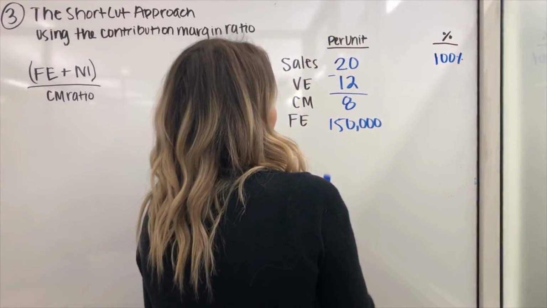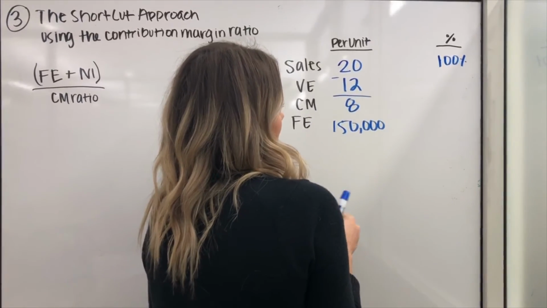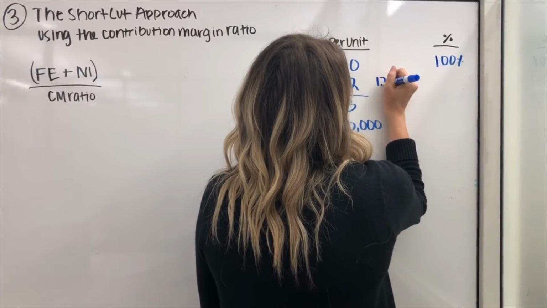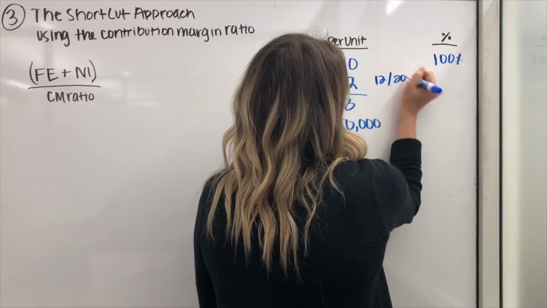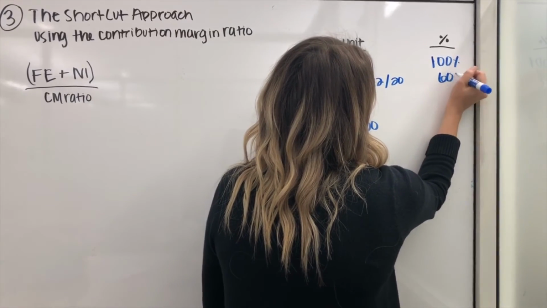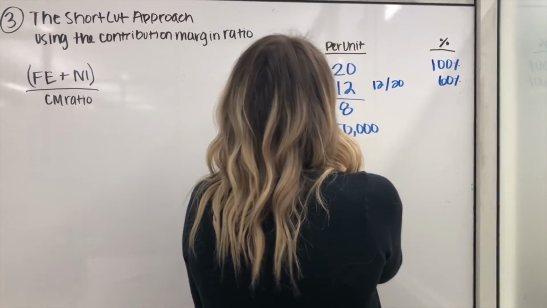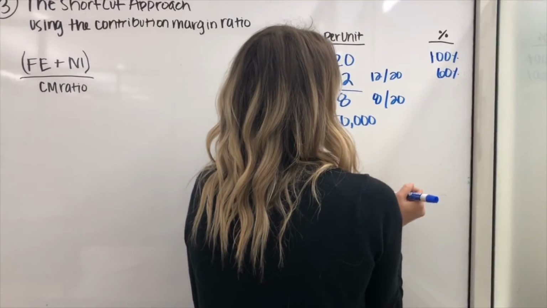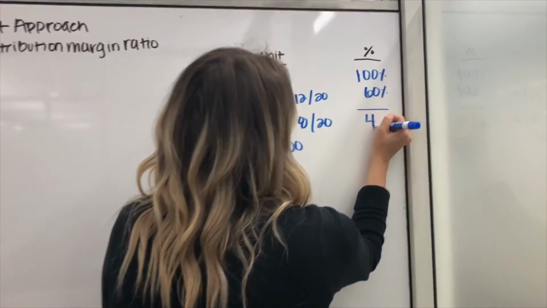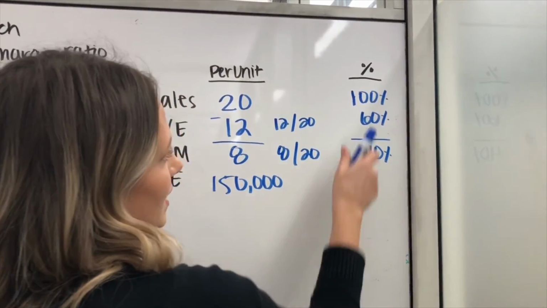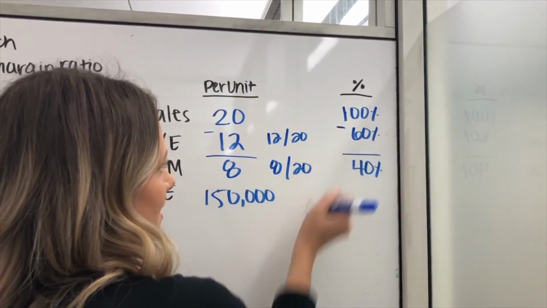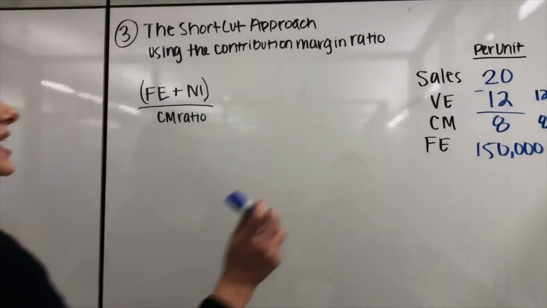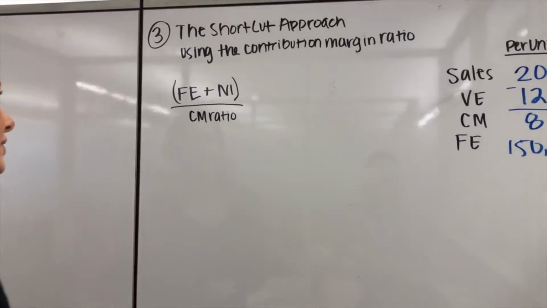In order to find the percentage for variable expenses, we take $12 divided by 20, which leaves us at 60%. And for the contribution margin, taking $8 divided by 20 leaves us with 40%. Or taking 100% minus 60% equals 40%. Take our percentage and plug it into this equation.